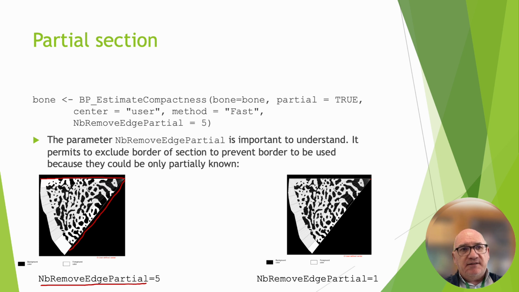The higher the number here, the more you exclude of the section, to be sure to take into account only the correct section. Let's see here, if we use 1, you see that we exclude only one very small part of the edge of the section. If you take 5, you exclude more part of the section. So you must check visually if the value that you have chosen is correct or not.